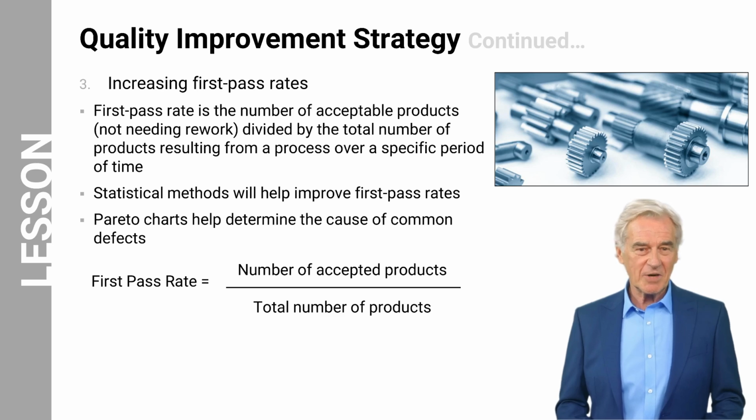Pareto charts can also help increase first pass rates by determining the most common defects seen in the process and focusing on reducing them. Similar to variability, other factors such as the quality of raw materials, the storage and handling procedures, faulty or old equipment, equipment that cannot meet acceptable tolerances, and insufficient training can affect first pass rate.